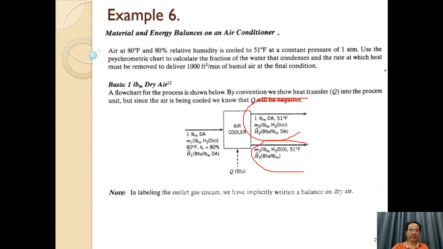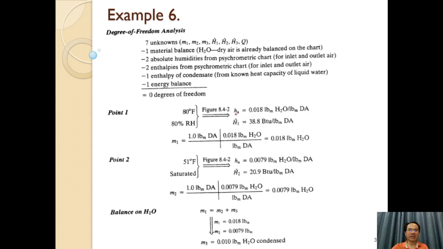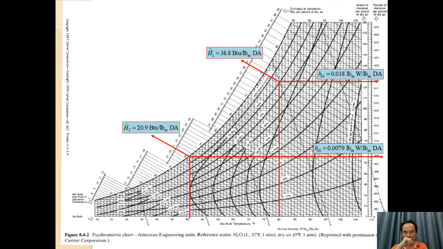First one, feed at 80 Fahrenheit, relative humidity equal to 80%. Then you can calculate absolute humidity, relative humidity, and enthalpy. For this case, you know 80 Fahrenheit and 80% relative humidity, so you can draw the vertical line to read like that.